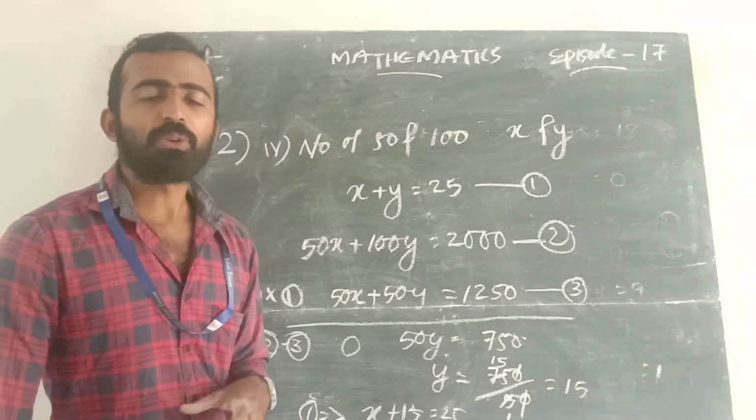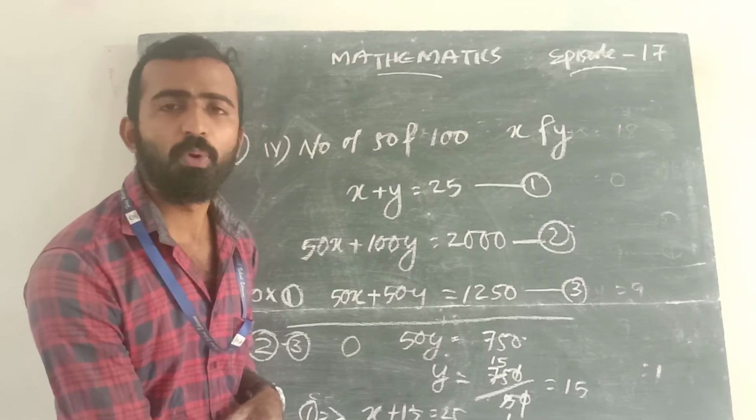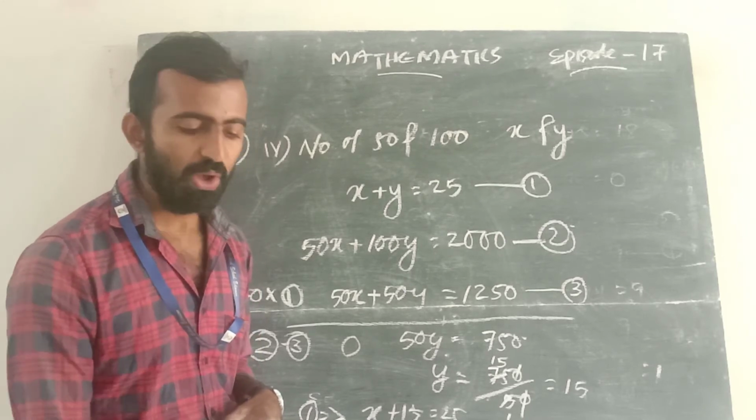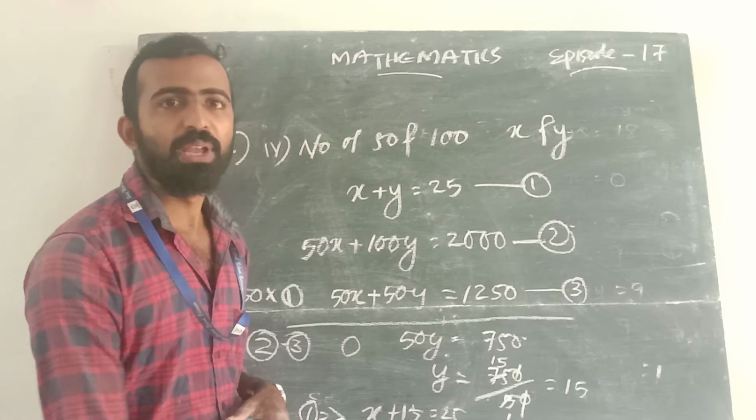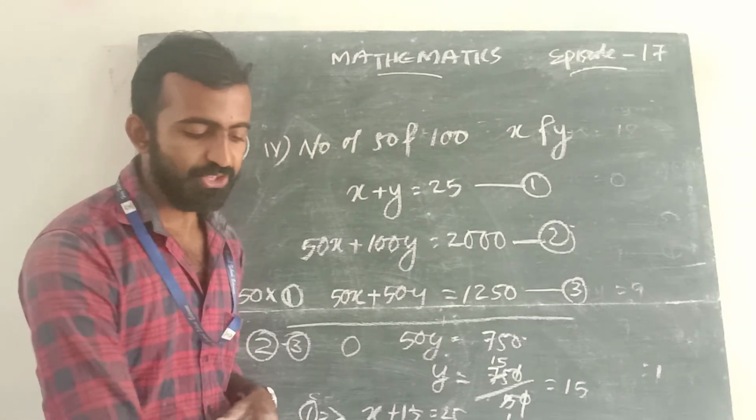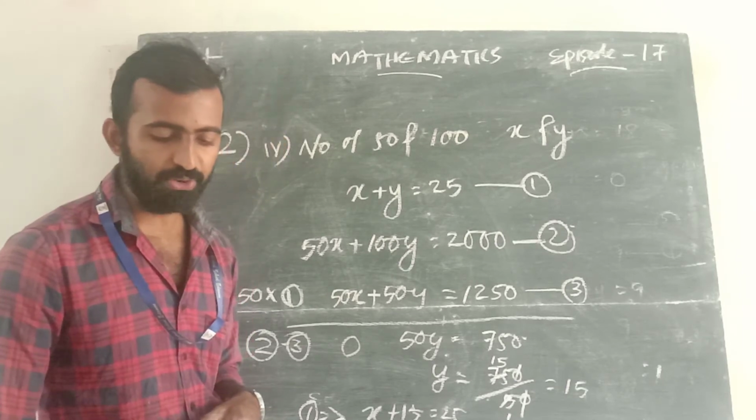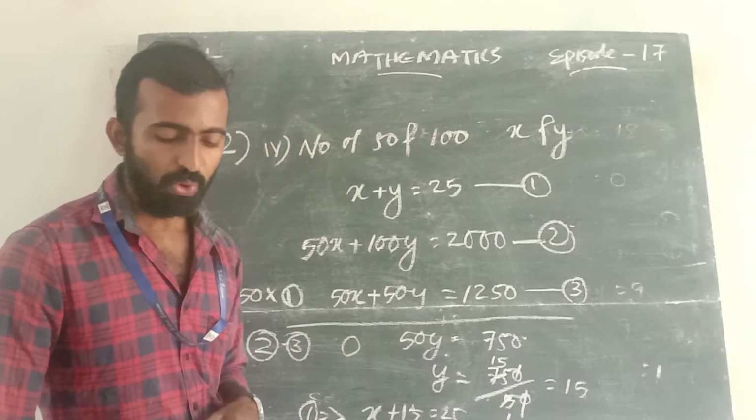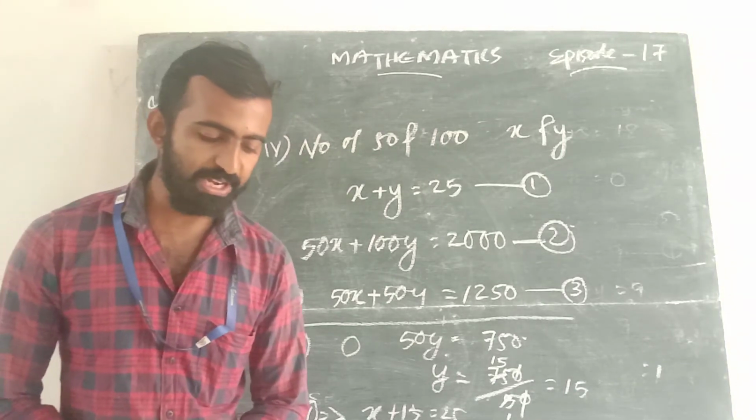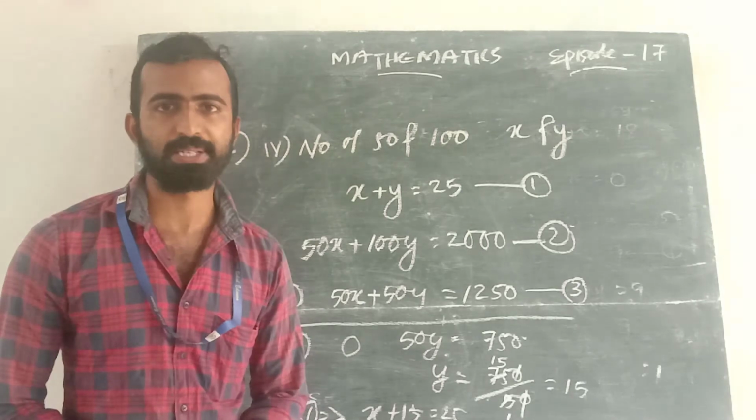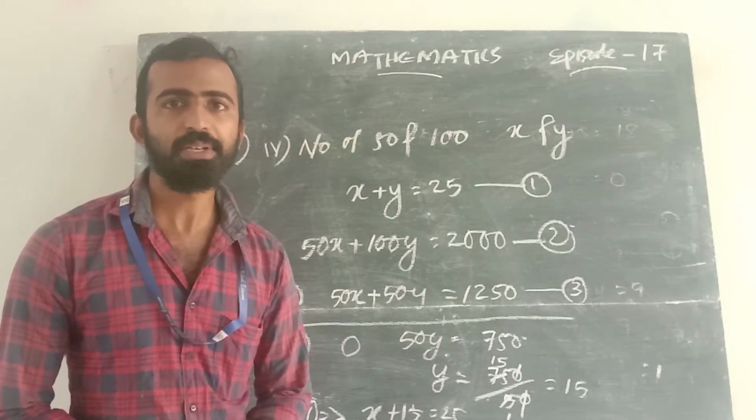Next is the cross multiplication method. In the new curriculum, the cross multiplication method is removed from your syllabus, so we won't study that. Next, we are going to study equations reducible to a pair of linear equations in two variables. Okay, are you ready?